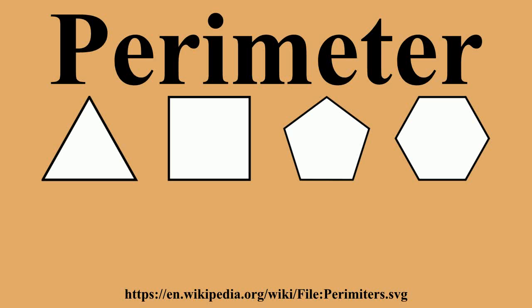A perimeter is a path that surrounds a two-dimensional shape. The word comes from the Greek peri and meter. The term may be used either for the path or its length. It can be thought of as the length of the outline of a shape.